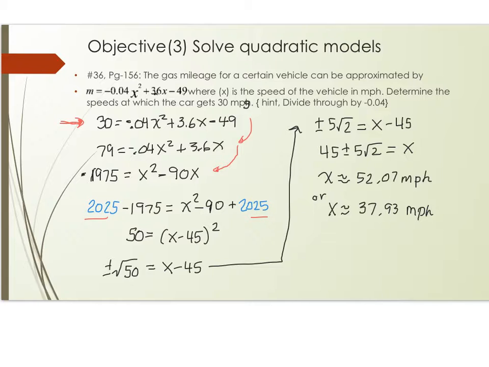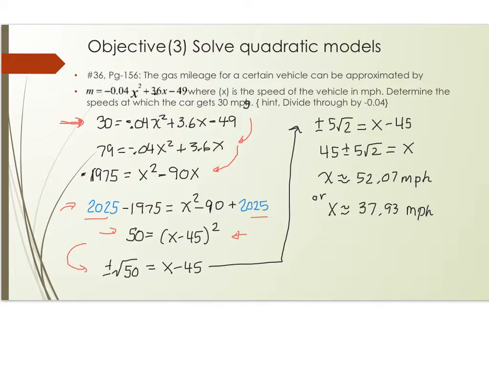In this case it's 2025 to both sides of the equation. We see that when it's subtracted from this side of the equation we get 50. And when it's added and we have a perfect square, we just have x minus 45 squared on the right side. Now we use the square root principle, and we get plus or minus the square root of 50 is equal to x minus 45.